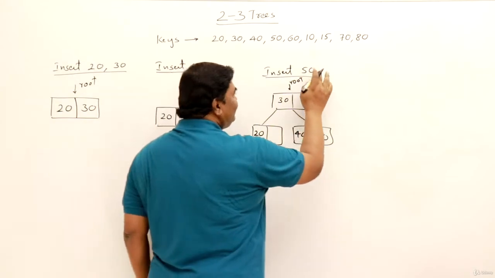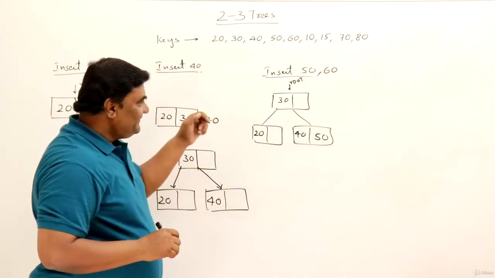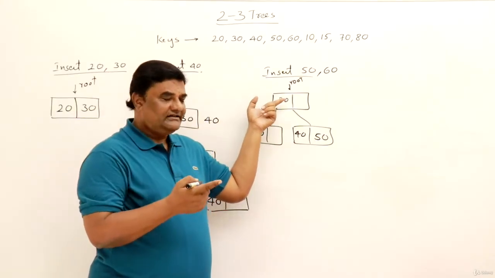Now next 60. I'll include 60 also in the same step and show you. Now 60, where should it come? Check here. Search for 60 first of all. 60 is greater than 30.